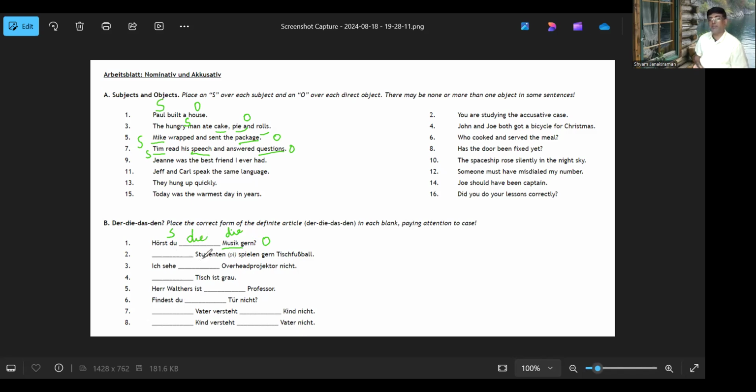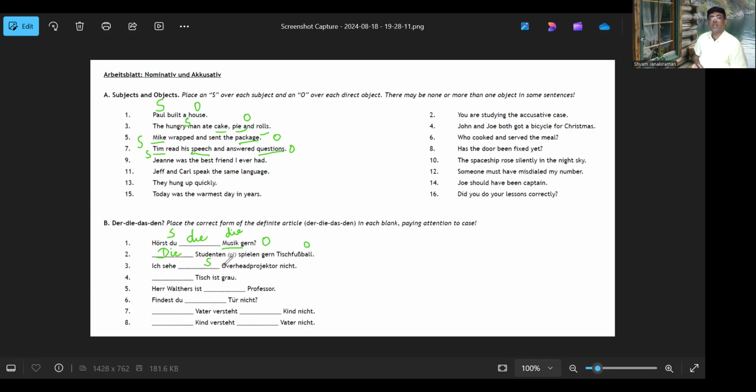The second example: Studenten spielen gern Tischfußball. So here again you have to identify the subject and object. Studenten is the subject and Tischfußball, which is table football, is the object. And here Studenten is a plural form, so it becomes die Studenten.